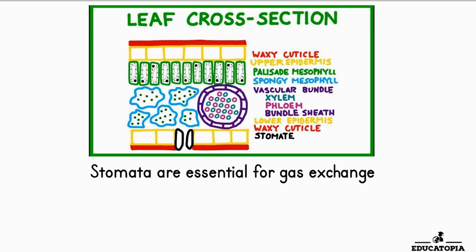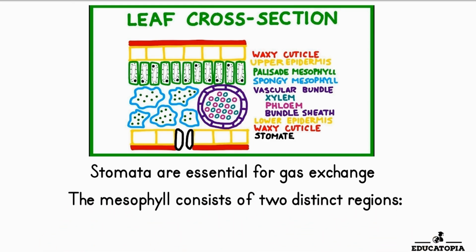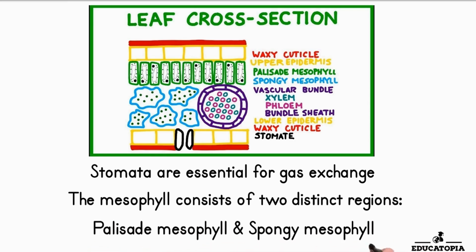If we zoom in further, we discuss the mesophyll, which is the middle layer of the leaf. It contains two distinct regions: the palisade mesophyll and the spongy mesophyll.